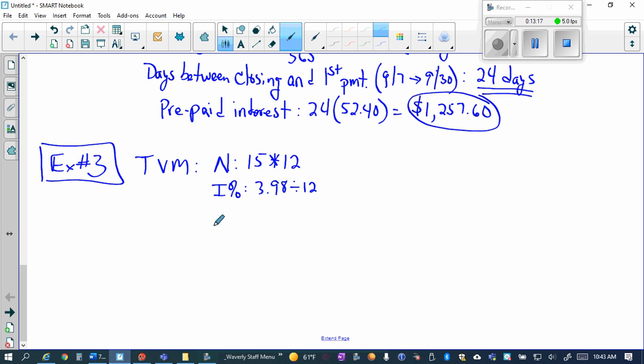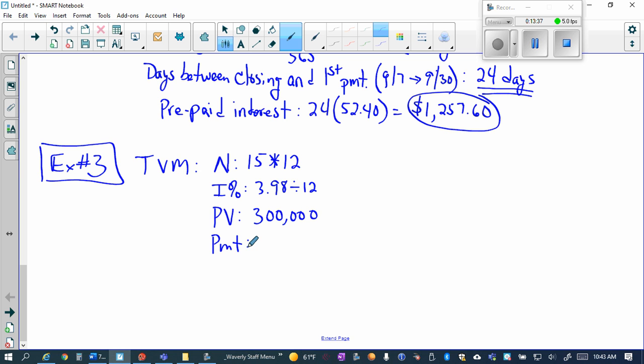Our present value will be the amount of the mortgage we're taking out, right? And that'll be positive because it's going to you, and that is $300,000. And the next line will be payment, right? That's where we will arrow down to and hit our enter key.